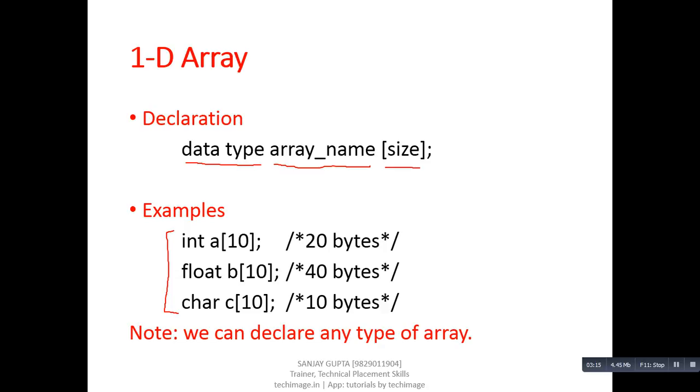The memory which is going to be allocated for these arrays is written adjacent to the declaration of the array. We can also study the note which is written below. We can declare any type of array. So here a total of three types of declarations are available, which are integer, float or character. We can also declare an array of long int type, double type and any other data type which is available in C.